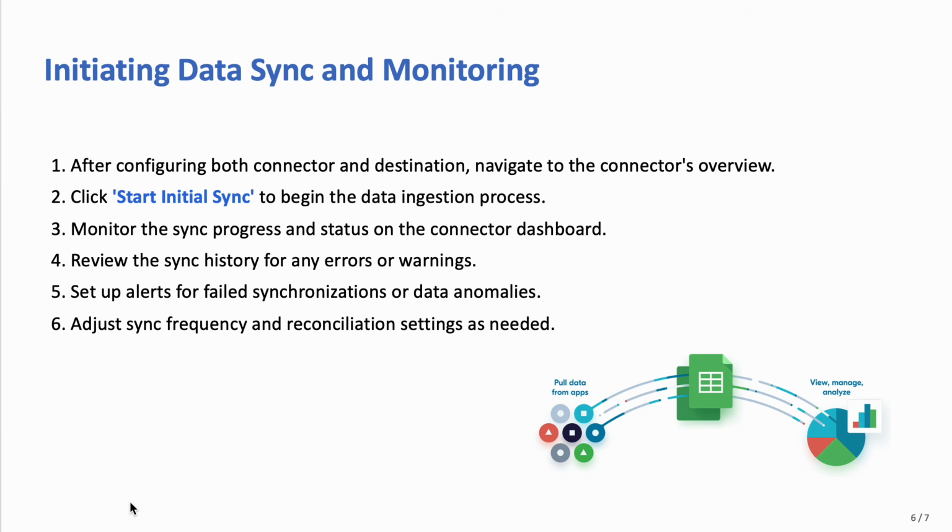Then guys, initiating data sync and monitoring. After configuring both the connector and destination, navigate to the connector overview. Click the option Start Initial Sync. Monitor the sync process and the status on the connector dashboard. Review the sync history for any errors. Then set up alerts for failed synchronization or data anomalies. Then adjust sync frequency and reconcile the settings as needed.